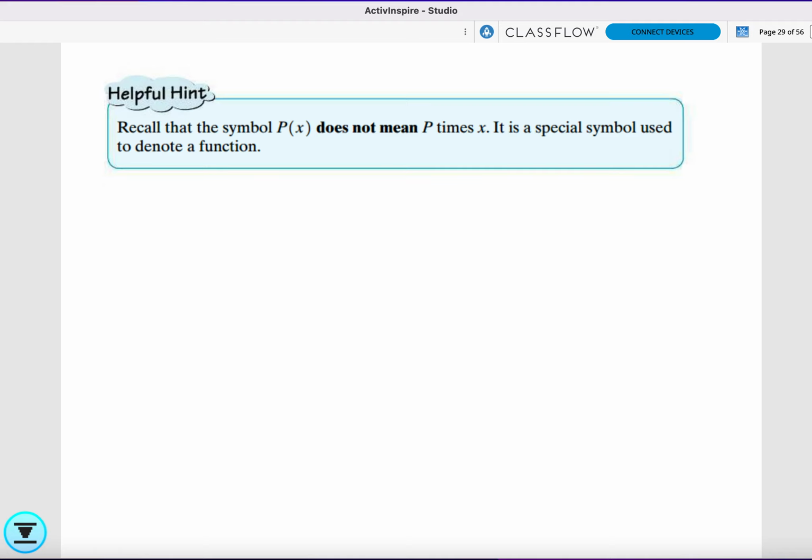Now, here are some helpful hints. Recall that the symbol p of x does not mean p times x. It is just a special symbol used to denote a function. So you gotta remember, p of x does not mean p times x. It means p of x. It's a way to label a function, guys. You gotta keep that in mind.